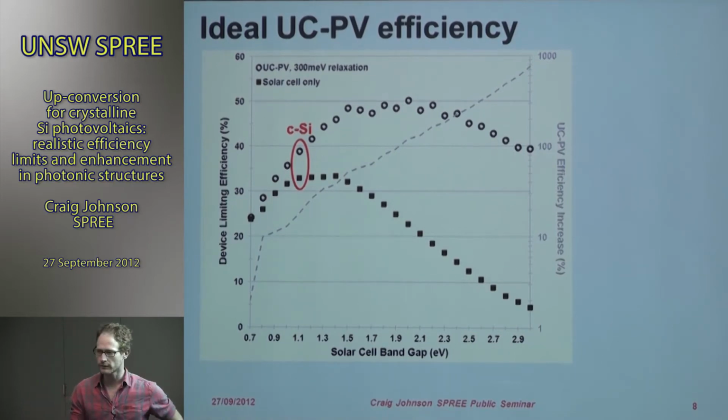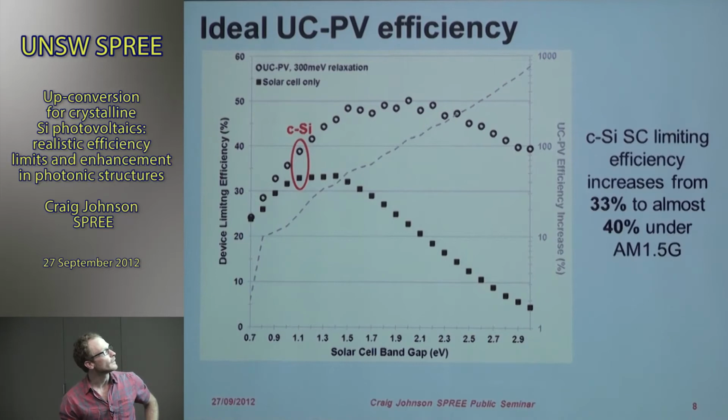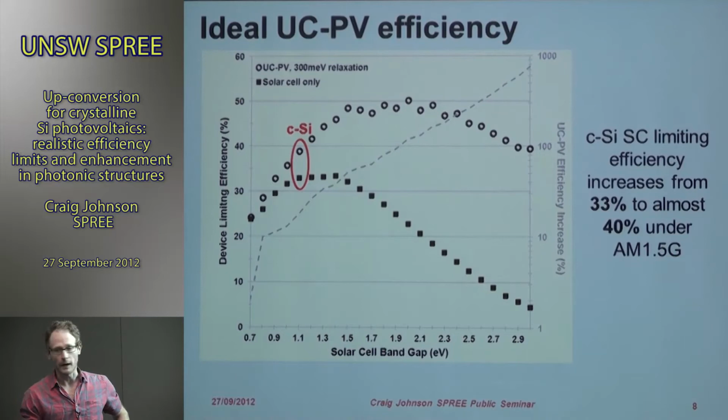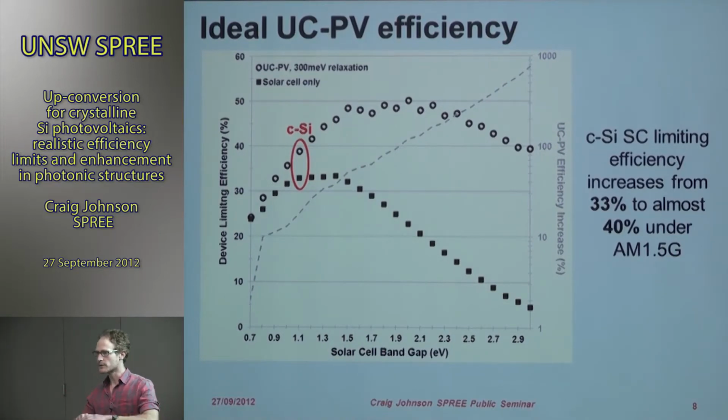So what's circled there is crystalline silicon. And you can see that the limiting efficiency of a crystalline silicon cell increases from 33% to about 40% under the AM1.5G spectrum for an ideal upconverter coupled to an ideal silicon solar cell.